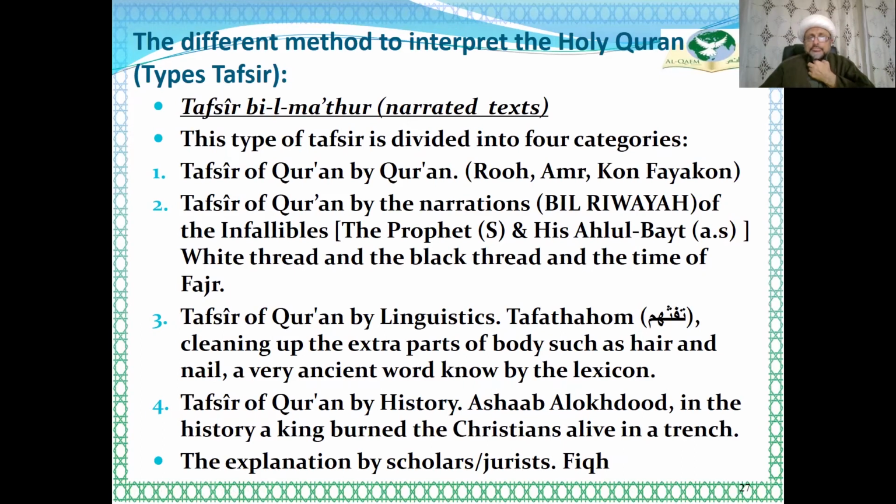Tafsir bil-ma'thur, a tafsir using the text. So we have this tafsir of the Quran using the Quran. Like ruh, what is ruh? Ruh is from the amr. What is amr? Amr is from kun fayakun, and the characteristics of amr. So you use just the Quran. Or tafsir of the Quran by riwaya, by narrations, hadith.